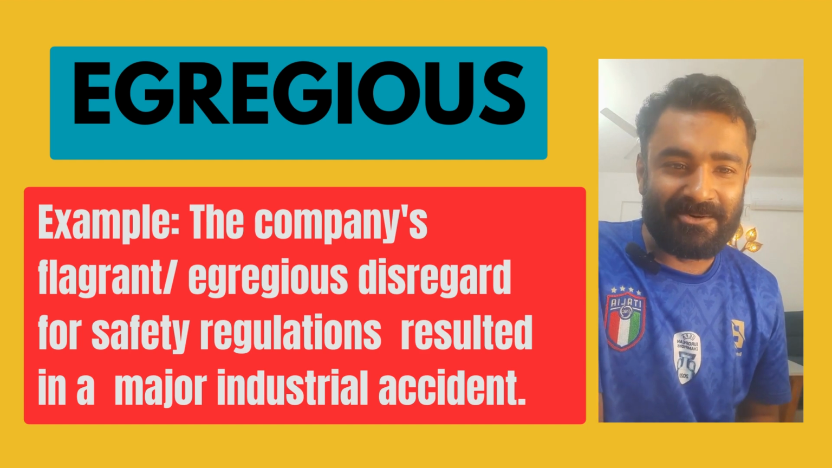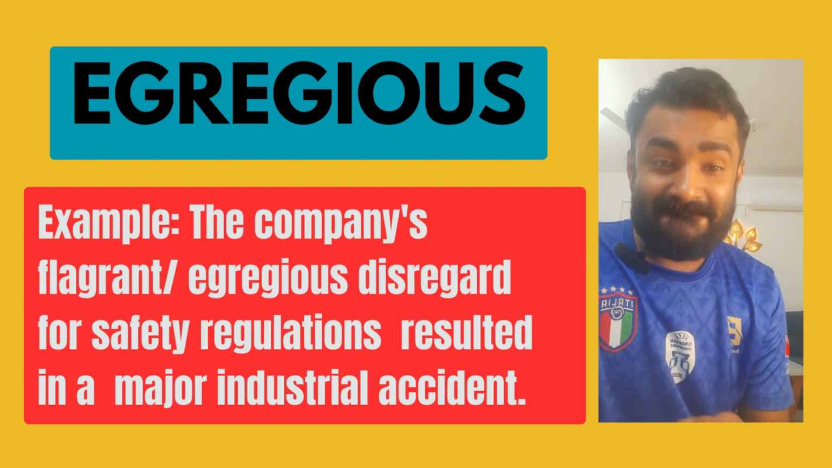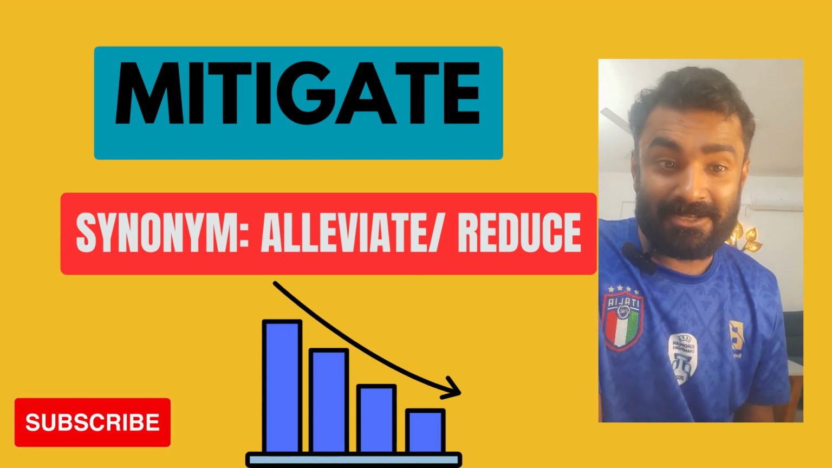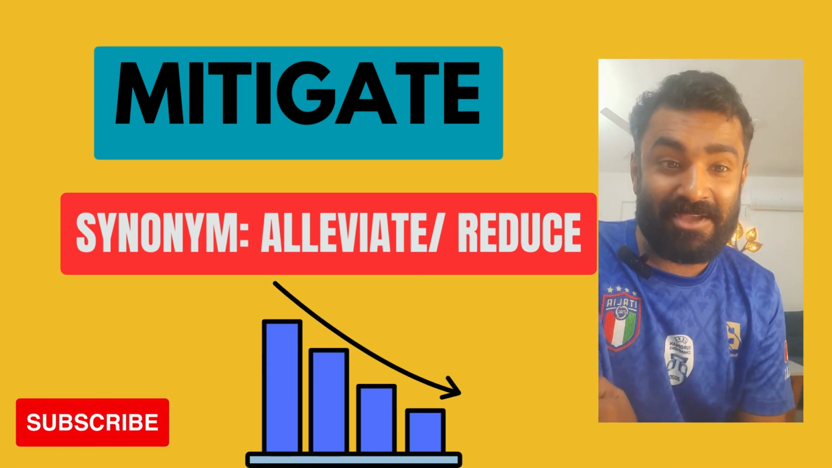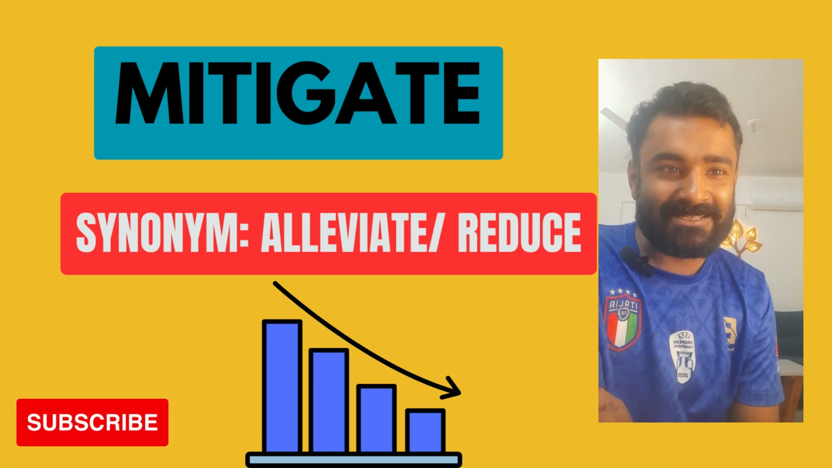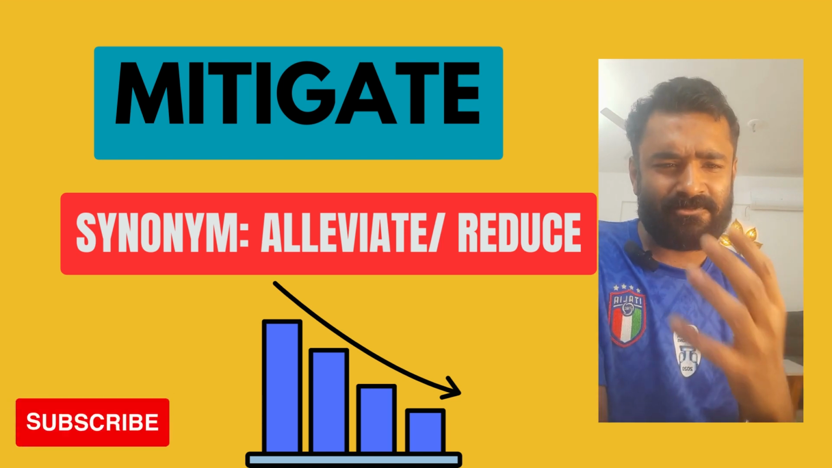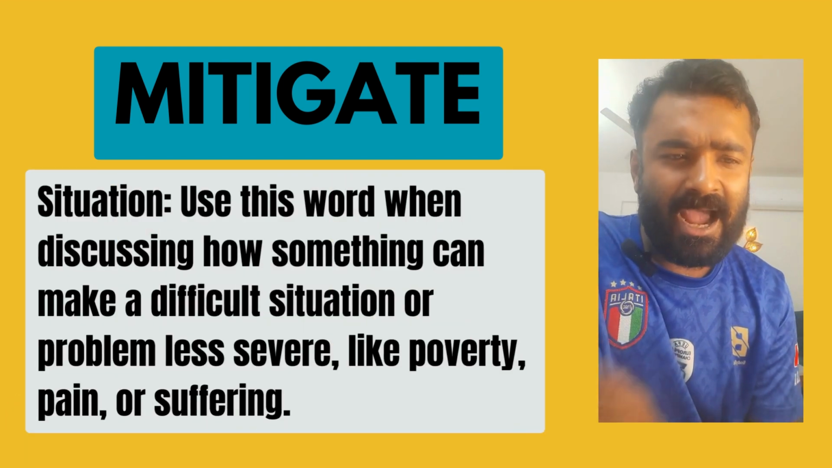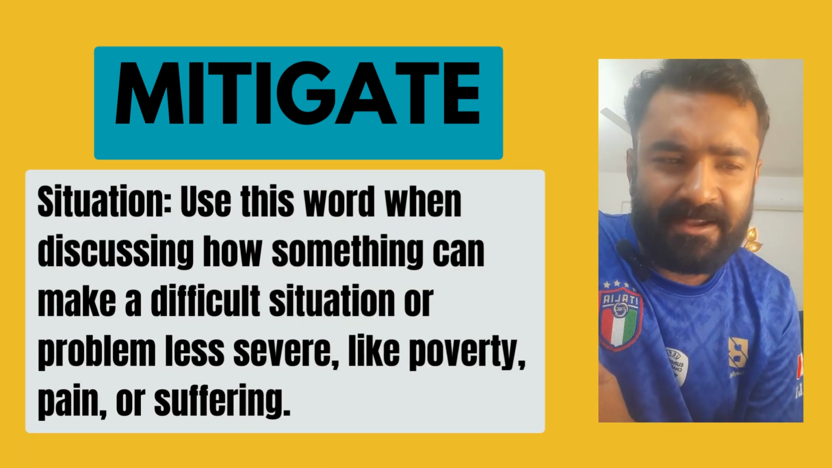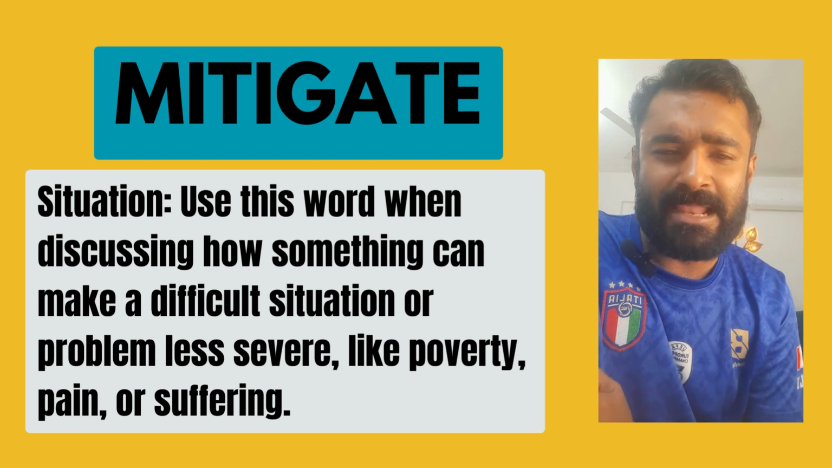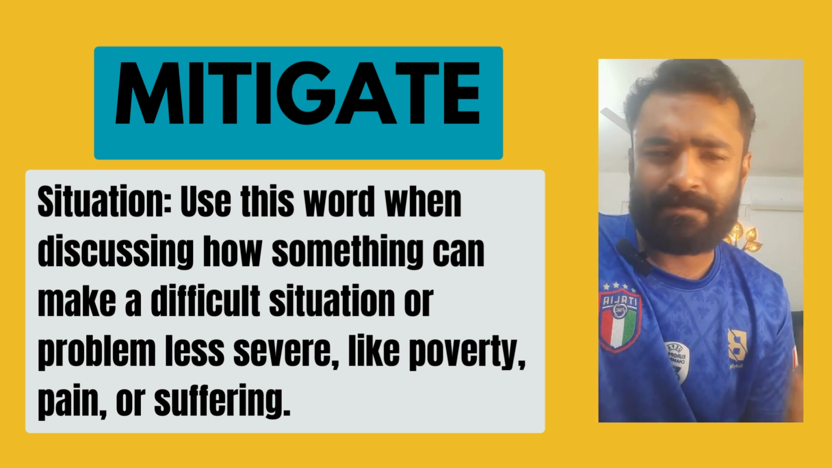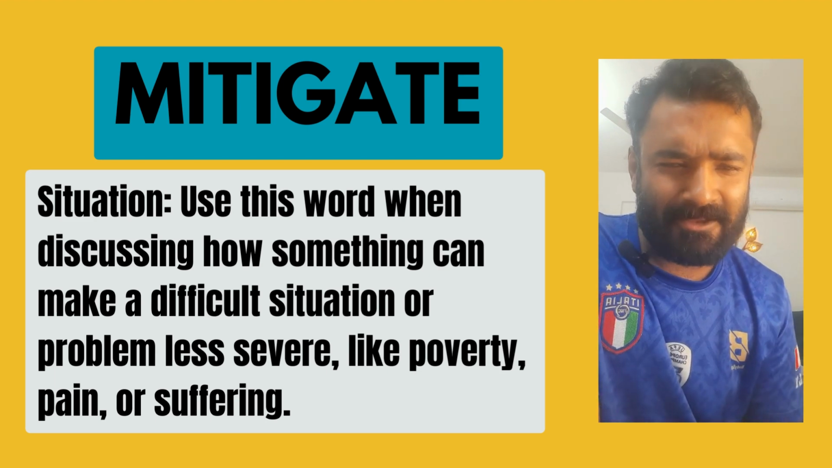Now, let's go to the next word, which is mitigate. जो alleviate का जुड़वा भाई है, right? It's the twin of alleviate. And the sentence situation, जैसा मैंने आपको पहले भी बताया, use this word when discussing how something can make a difficult situation or problem less severe for severe like poverty, pain or suffering, right?